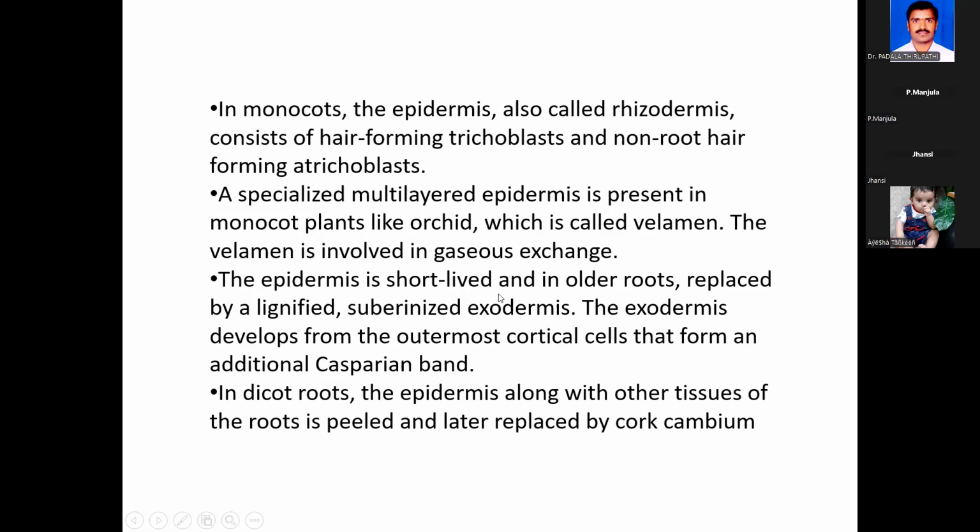The epidermis is short-lived, and in older roots it is replaced by the lignified, suberized exodermis. This exodermis develops from the outermost cortical cells that form an additional Casparian band. So generally the epidermis is present, but here it is replaced by the exodermis, developed from the outermost layer of the cortex. In dicot roots, the epidermis along with the other tissues of the root is peeled off and later replaced by the cork cambium.